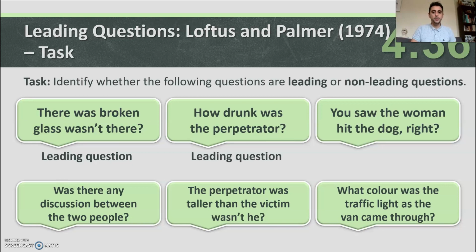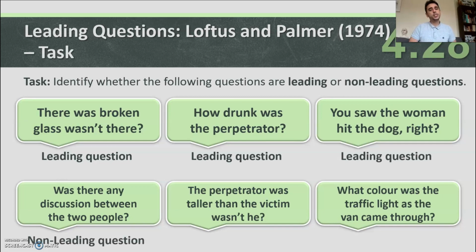How drunk were they? You saw the woman hit the dog, right? That is a leading question. Was there any discussion between the two people? That's a non-leading question. The perpetrator was taller than the victim, wasn't he? That's a leading question. What colour was the traffic light as the van came through?